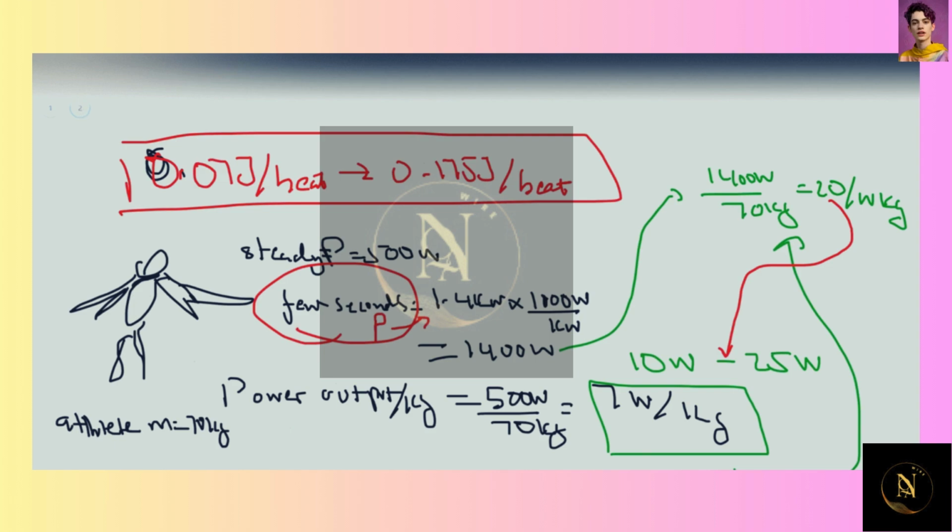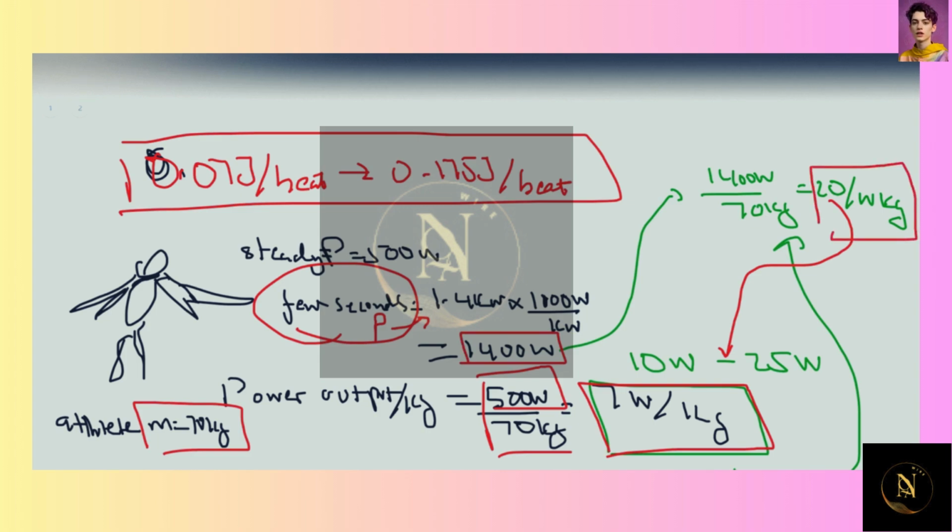In the second part of the problem, we do for an athlete who weighs 70 kilograms with a steady power output of 500 watts. And so if you divide by 70, this is how much they expend per kilogram. Unfortunately, this is super low for them to fly. For a few seconds, they can have a power of 1400, but that's just for a few seconds, and it gives them 20 watts per kilogram.